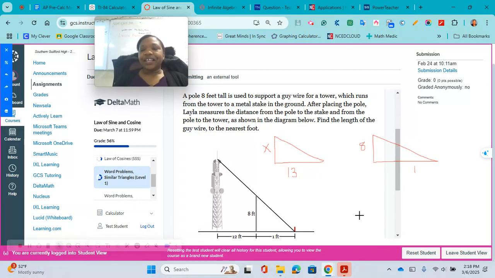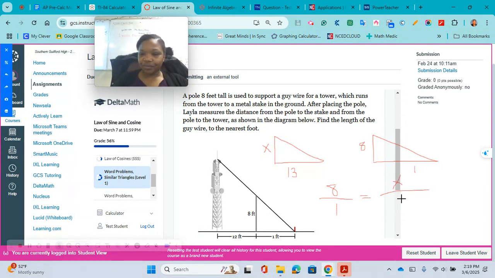And when we have these two triangles, we are able to create a proportion, y'all. It would be 8 over x. Wait, 8 over 1? 8 over 1, because it's part of one triangle. You gotta do each triangle as a different fraction. So next would be x over 13.